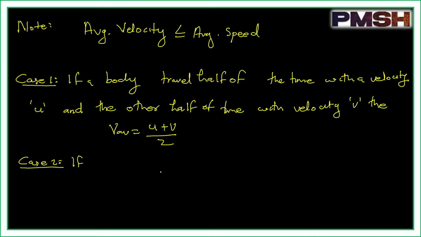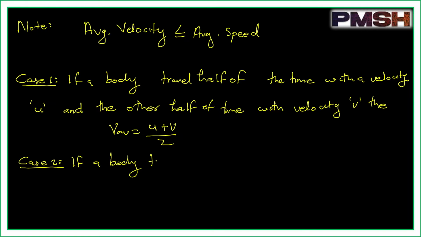Here in the second case, there will be a total distance. Out of that total distance, half the distance is traveled with velocity u and the other half distance is traveled with a velocity v. Then what will be the average velocity? That is the case we are going to discuss.